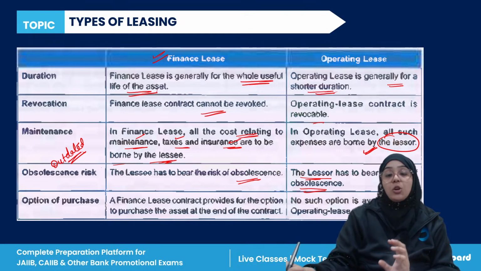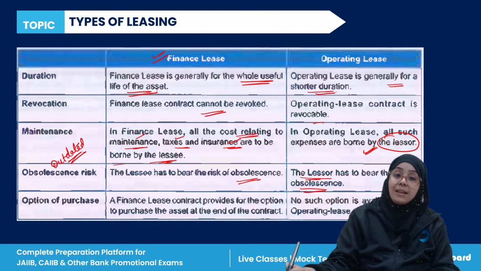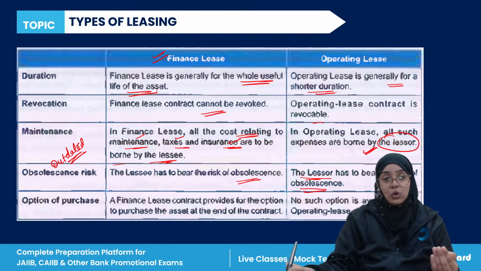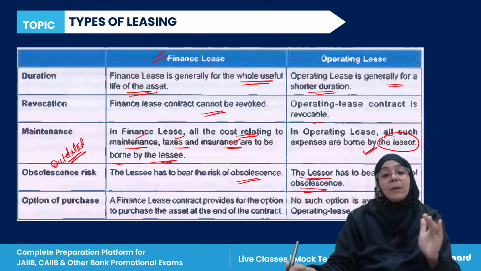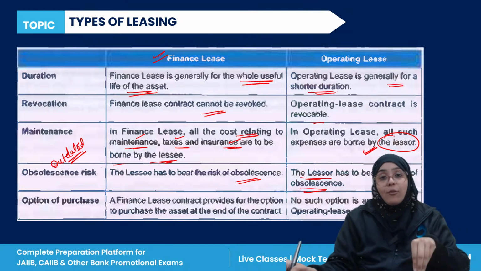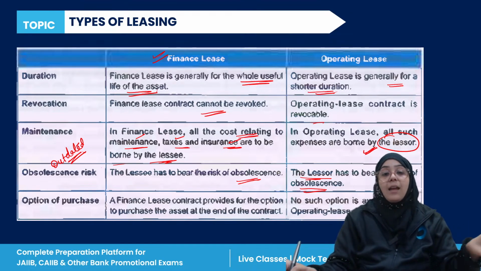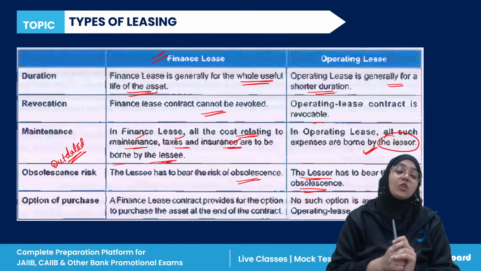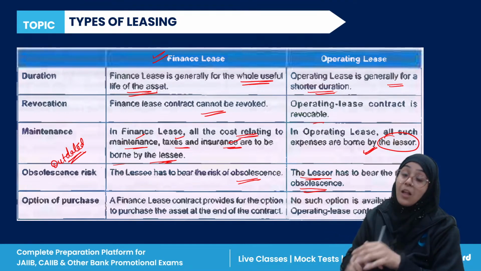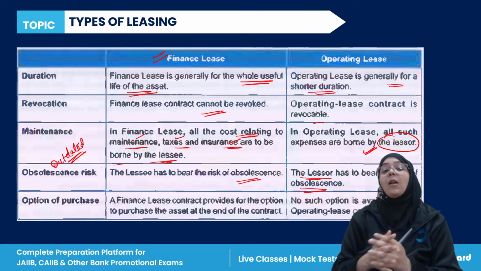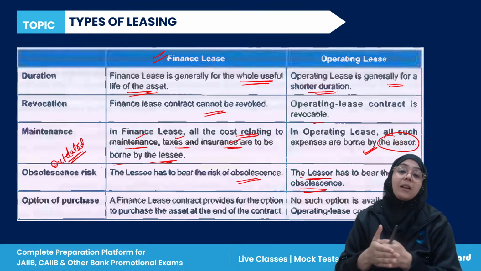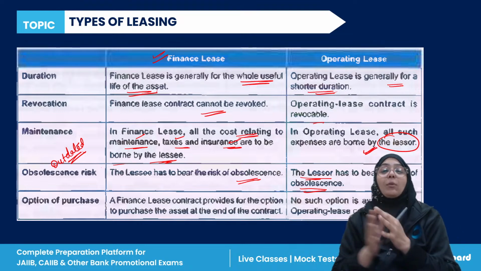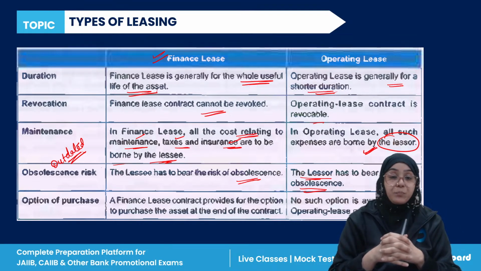If we talk about the option of purchase in a finance lease, there is the option that if the lessee wants to purchase the asset, they have the option to purchase the asset at the end of the contract. But there is no such option available in the operating lease. Very important for you all: what is the difference between finance lease and operating lease, right?